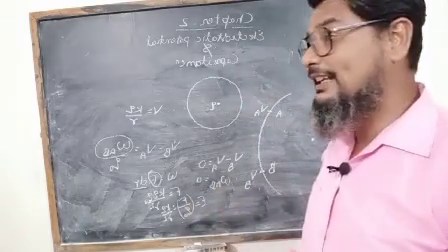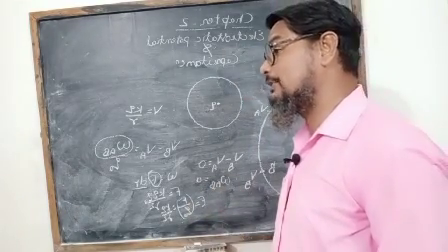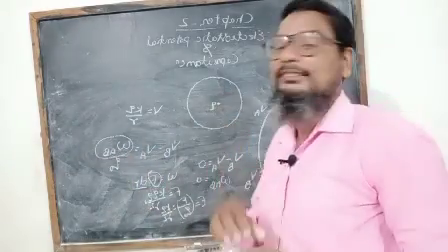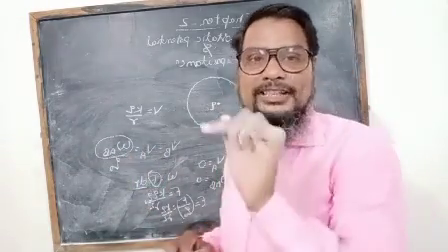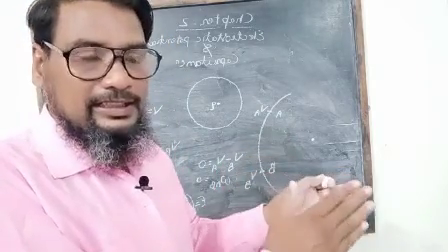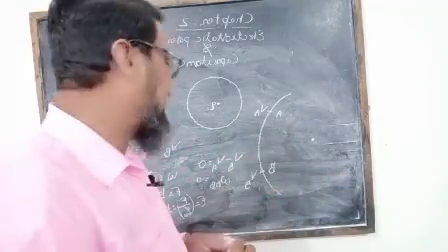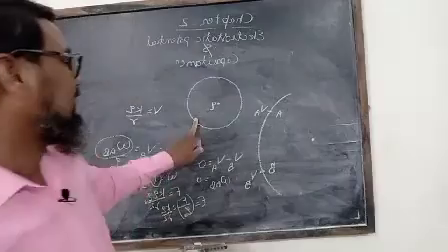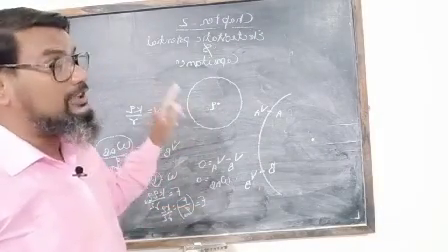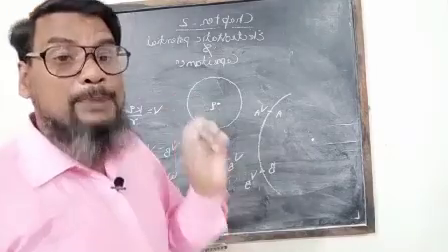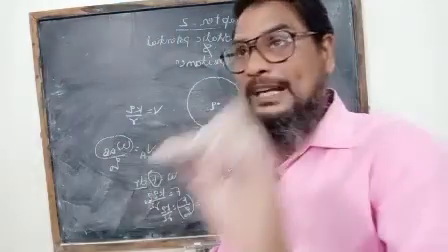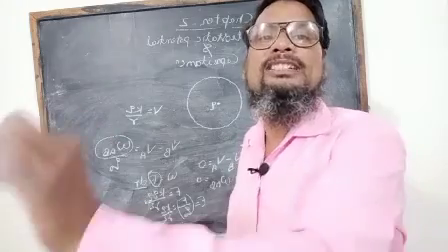and the electric field intensity has the direction along the direction of force, and electric lines of force show the direction of the electric field intensity. So the direction of electric lines of force will always be perpendicular to the equipotential surface.